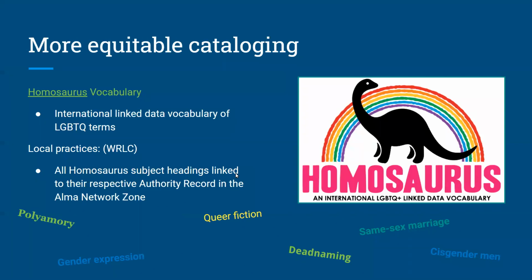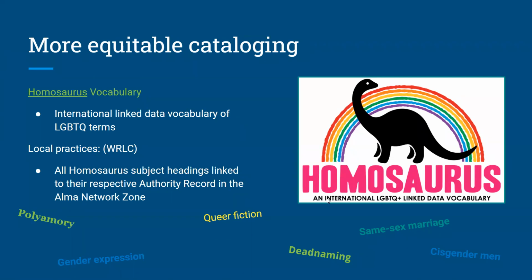Now, specifically in terms of cataloging, one initiative brought forth by the subgroup has been the addition of the Homosaurus vocabulary to the WRLC network zone. Now, the network zone is where most of our shared catalog records live in ALMA and are accessible in Primo. I'm sure most of the catalogers in the group already know this, but most catalog records use Library of Congress subject headings to describe the subject of the item.